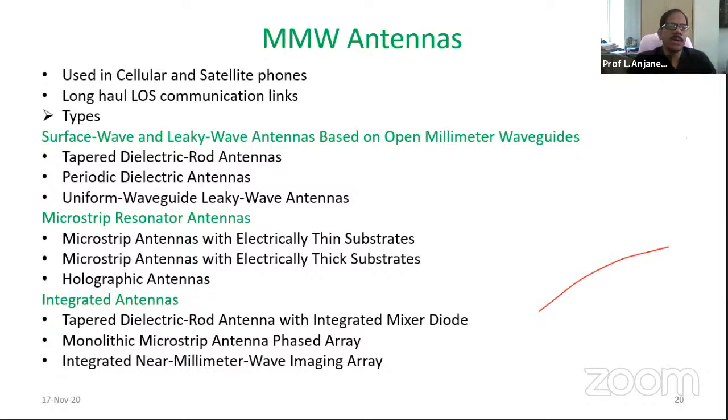In this category, we have tapered dielectric rod antennas. That means we take a dielectric rod, and then the antenna is manufactured around this dielectric rod, and then periodic dielectric antennas and uniform waveguide leaky wave antennas. These are the forms of different antennas.